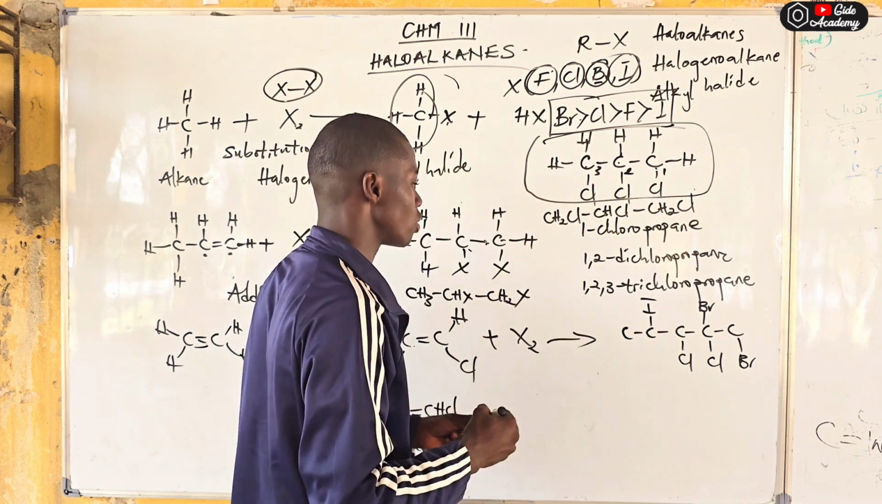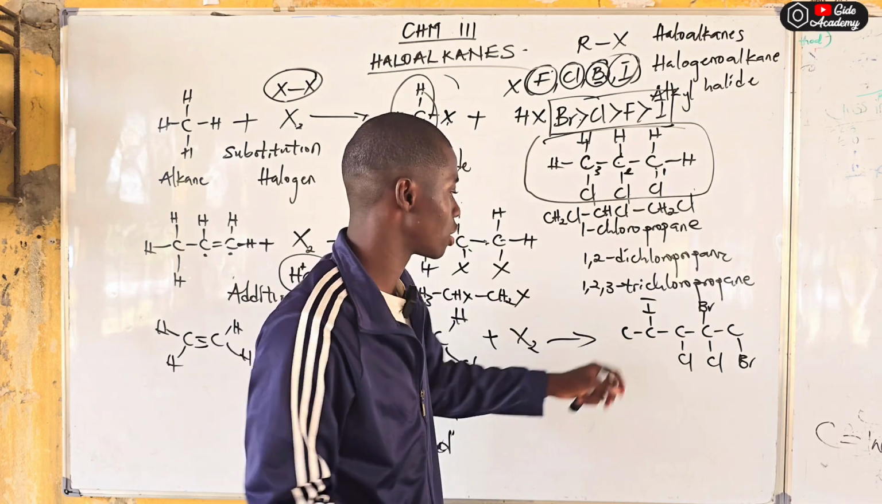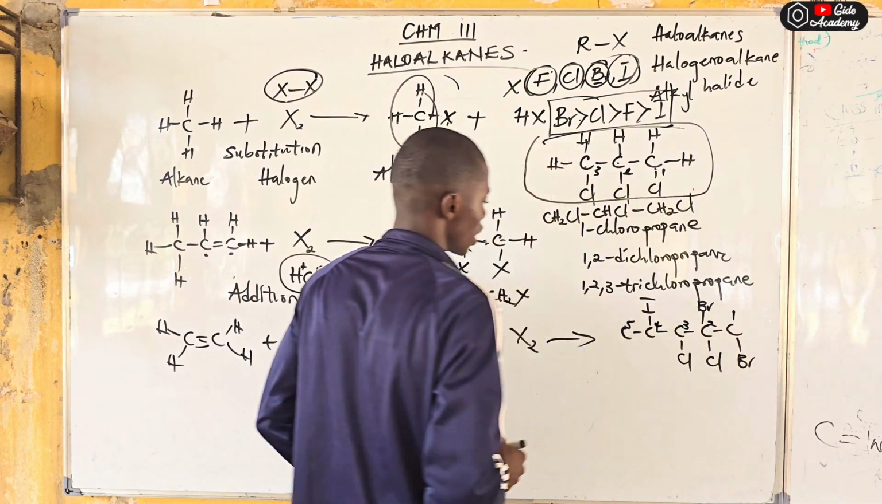So you already know that you are going to start counting from this side because most of the functional groups are attached to this side than this carbon atom. So here will be my carbon 1, my carbon 2, my carbon 3, my carbon 4, carbon 5.